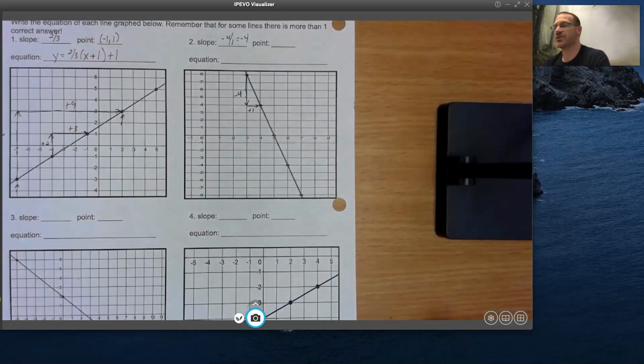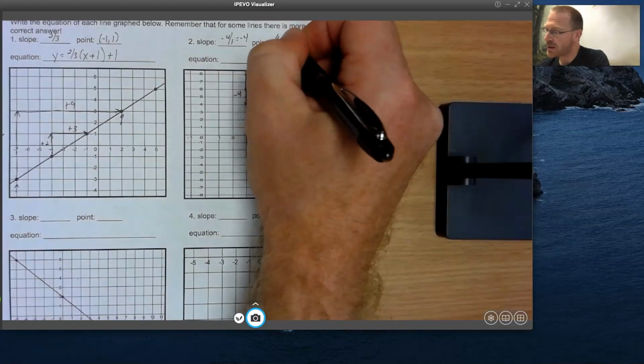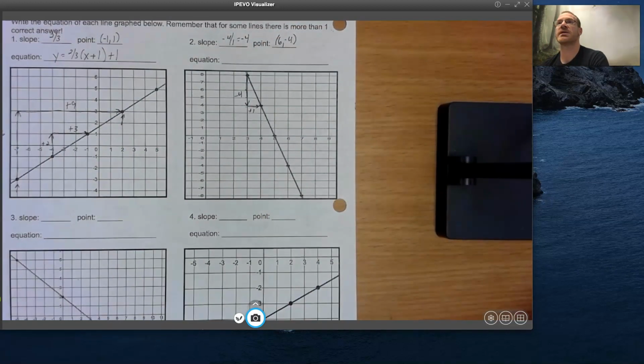Now this time, just for fun, I'm going to pick this point over here, 6, -4. Once again, you can pick any of these points. So 1, 2, 3, 4, there's 5 different points identified for you.